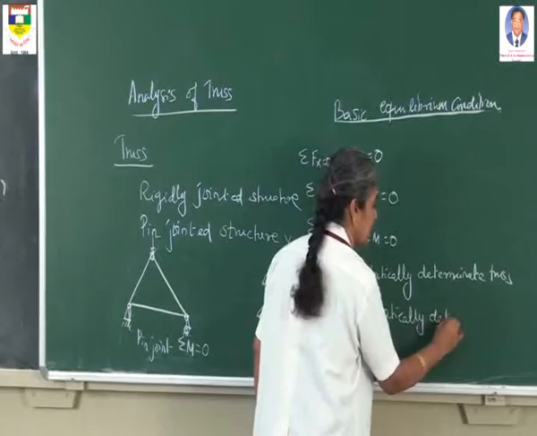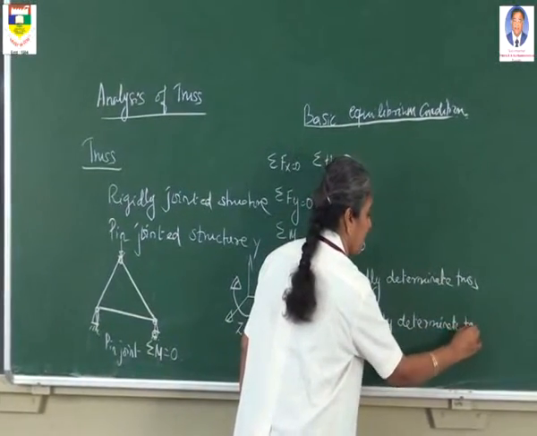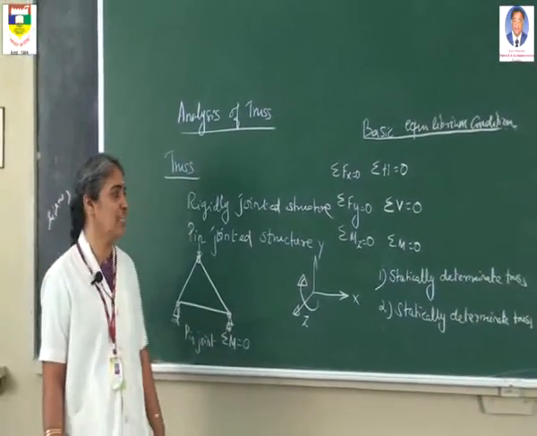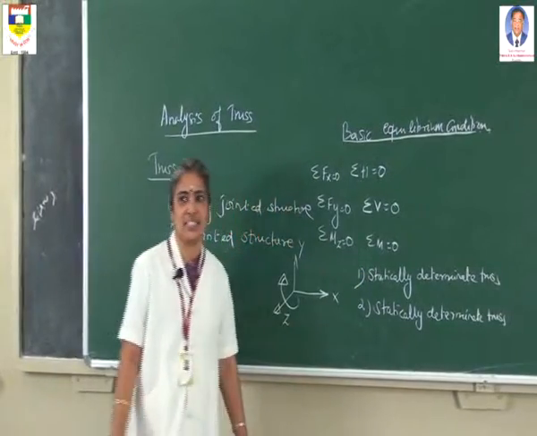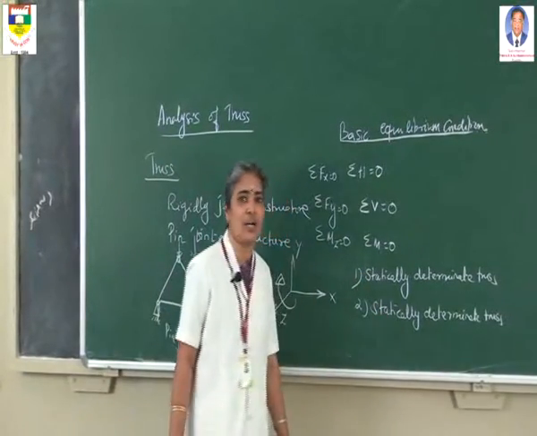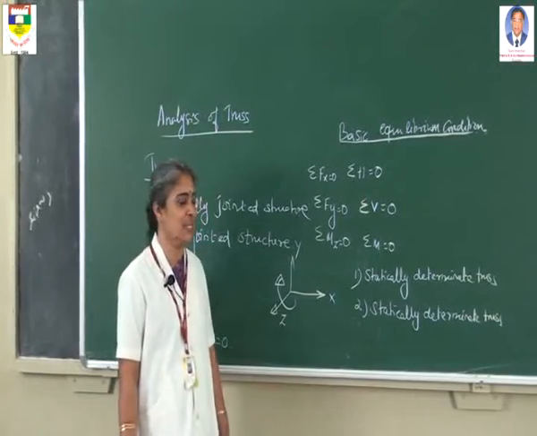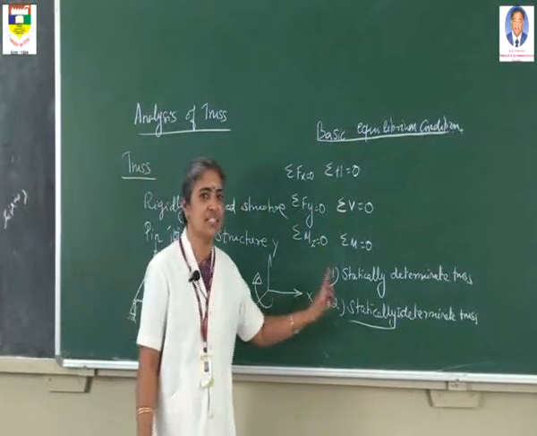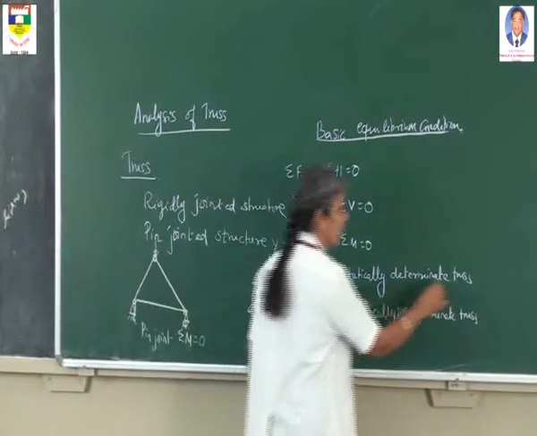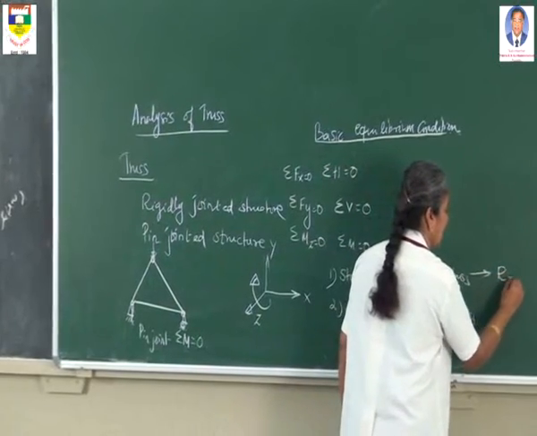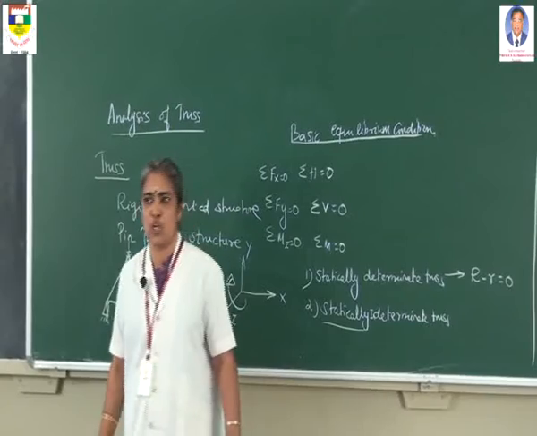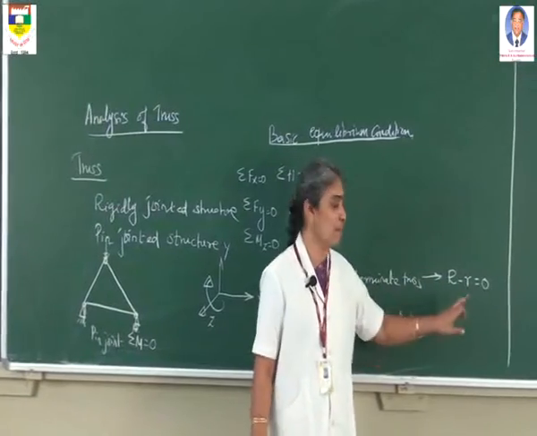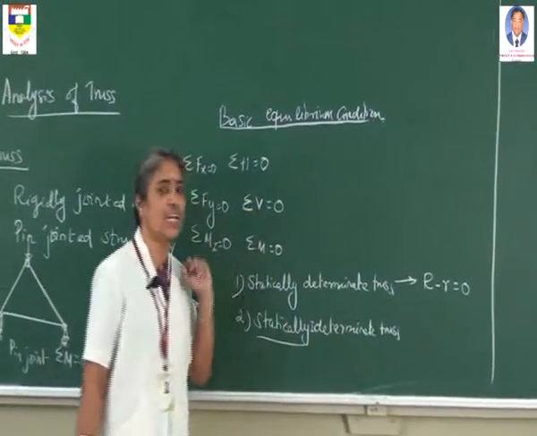A statically determinate truss is defined as a truss in which the member forces are calculated using the equilibrium conditions alone. If the member forces cannot be determined using the equilibrium conditions alone, that truss is called a statically indeterminate truss. For the statically determinate truss, we use the equation R minus r equal to 0. Capital R means the number of reaction components and small r means the number of equilibrium equations. We know that there are three equilibrium equations.